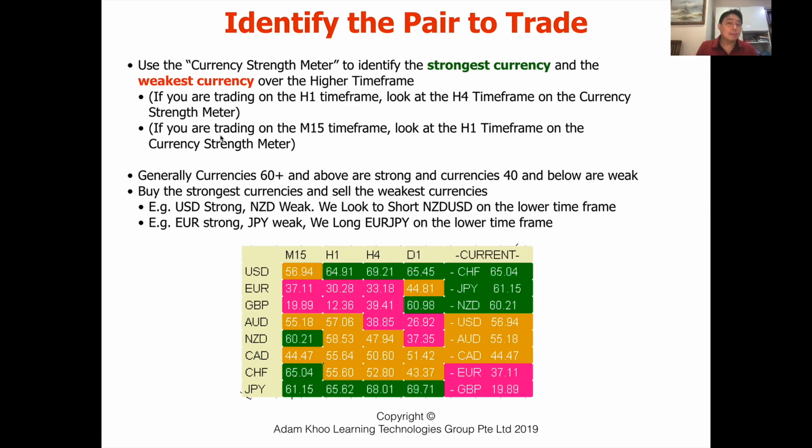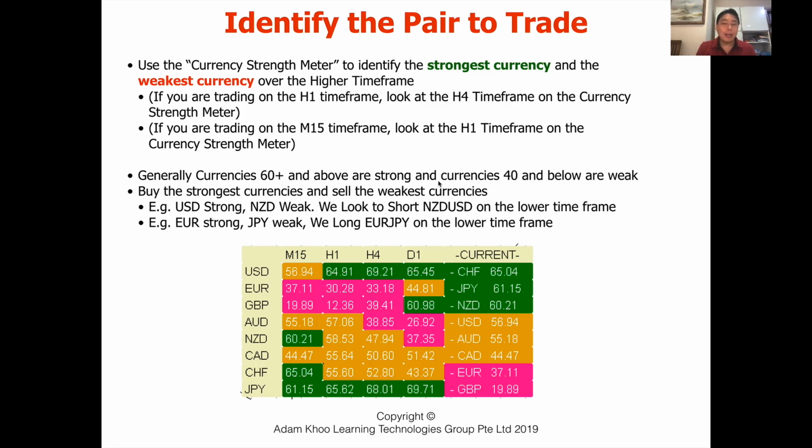So what do I look at? That's right, I look at the H4 time frame. So over here you can see the H4 time frame, and I'm looking at the strongest currencies. The strongest currencies are those that have a number of 60 and above coded in green. So in this case, on this particular day, the strongest currencies would be USD, right? Dollar and yen. These are the two strong currencies of the day.